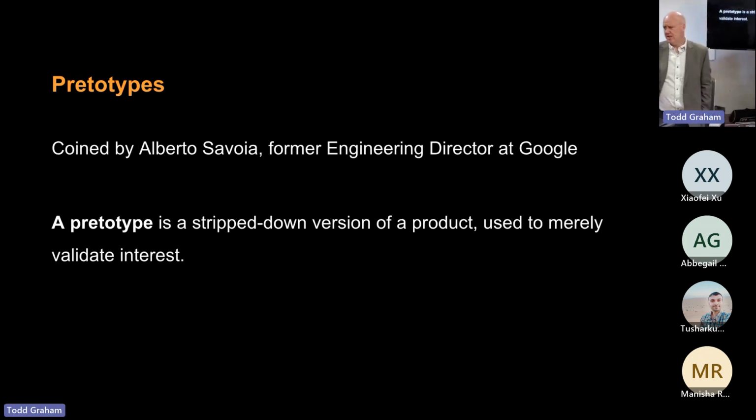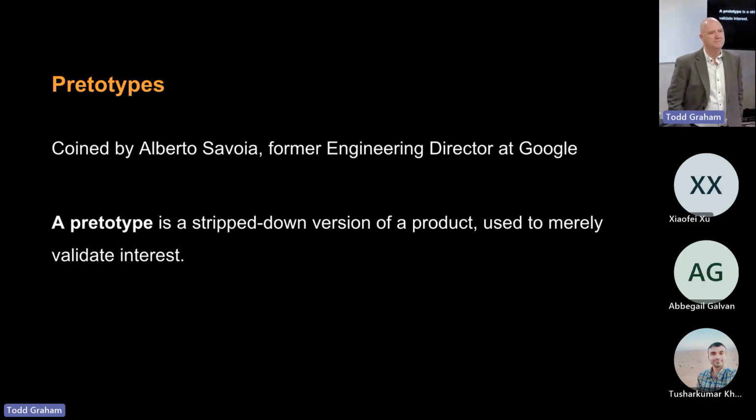So I want to talk a little bit about pretotypes, not a prototype, a pretotype. And this is, I guess, mostly applicable to software, maybe more so than physical objects, but it's a phrase coined by a former engineering director at Google, Alberto Savoia, I think. A pretotype is a stripped down version of a product. It's used merely to validate interest.